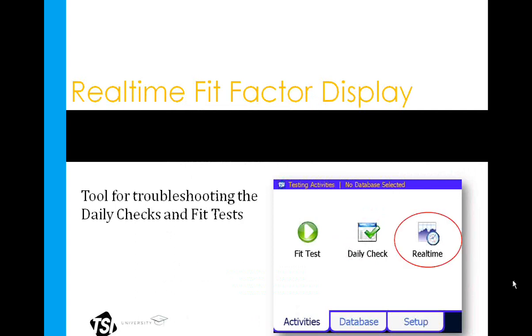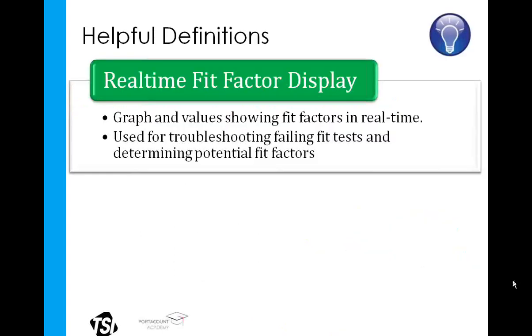Now I'm going to switch gears a bit and discuss the real-time fit factor display, which can be used to help troubleshoot daily check issues. The real-time fit factor display offers a continuously updated graph and values for our ambient and mass concentration, and also a continuously updated fit factor value. This can be very helpful when troubleshooting failed fit tests, which we can discuss in RESFIT 301.